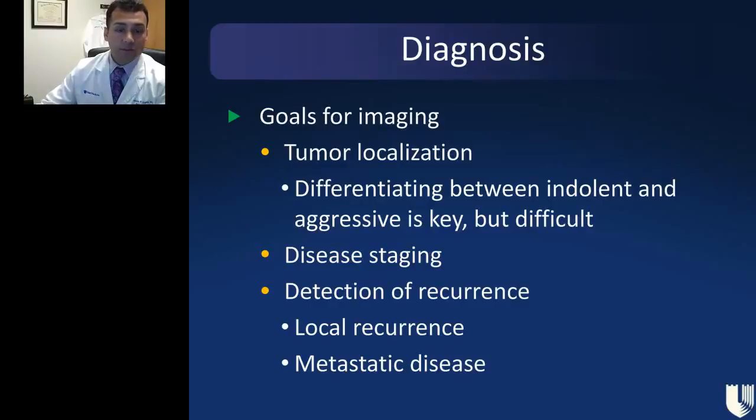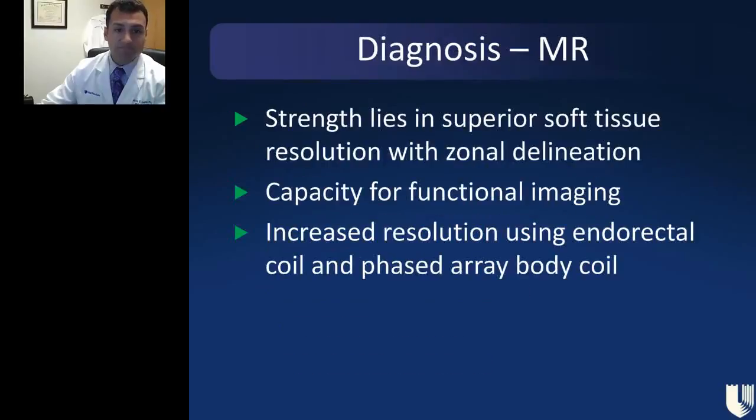So anytime we're doing cancer imaging, the goal is to find the tumor. If we can differentiate between indolent and aggressive disease, that's critical, but it can be difficult, and I'll talk about the role of ADC maps in that setting. Once we find the tumor, we must stage the disease, and MRI allows us to do that. And finally, once we stage the disease and we do the treatment, we have to detect recurrence, both local disease as well as metastatic disease.